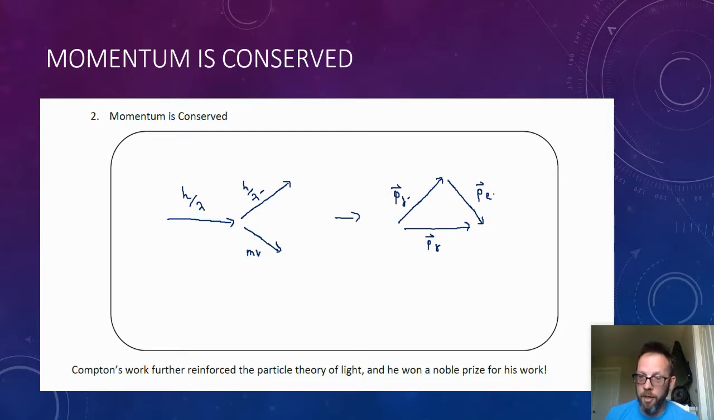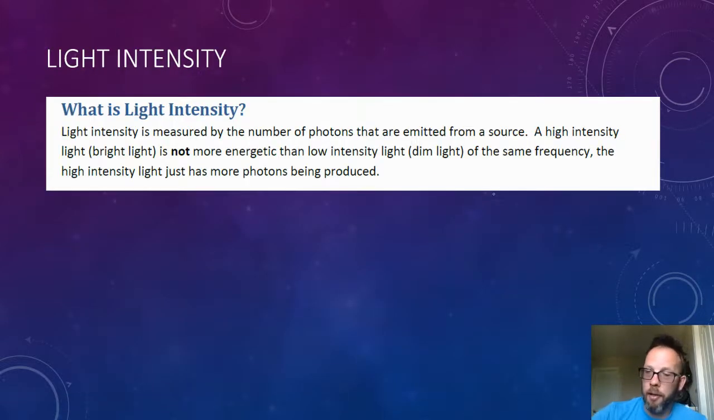So pretty fascinating stuff. Again, Compton's work just further reinforced that light is a particle. It's a photon. We can think of it as both wave and particle. And he won a Nobel Prize for his work. One brief last note here that's on your notes: light intensity is measured by the number of photons emitted from a source. So high intensity light that is really bright doesn't have more energy per photon. It actually has more momentum overall because there are more photons. But each of those individual photons would have the same energy because they have the same frequency.